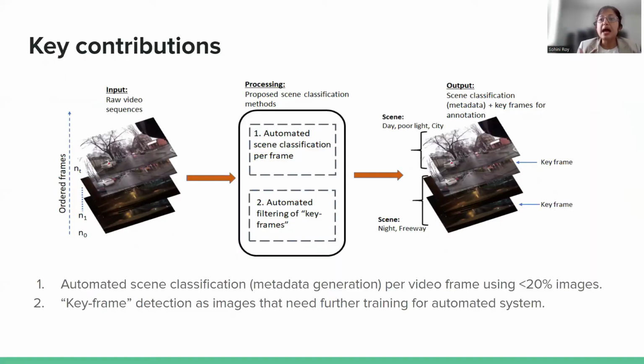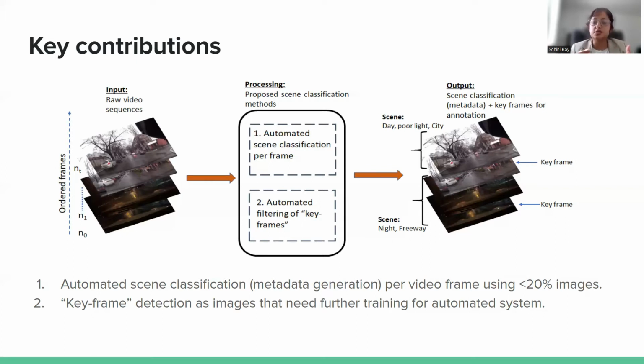Let's get started. We have two major key contributions in this paper. First off, we take in raw video sequences, which is nothing but a sequence of image frames, and we are able to pre-process it such that we can allocate an automated scene classification per frame. So we are able to automatically come up with a tag corresponding to every single frame. And then from this metadata, we are able to filter key frames, or the important frames that need to be used for fine-tuning of an object detection or a classifier wherever there is an outlier object.